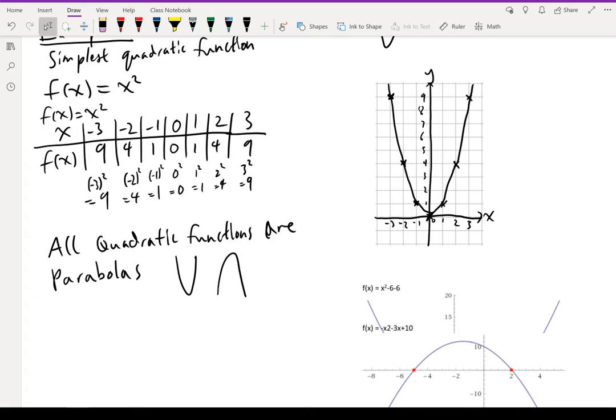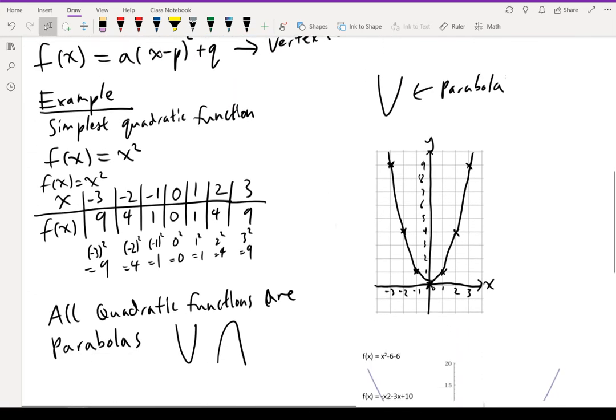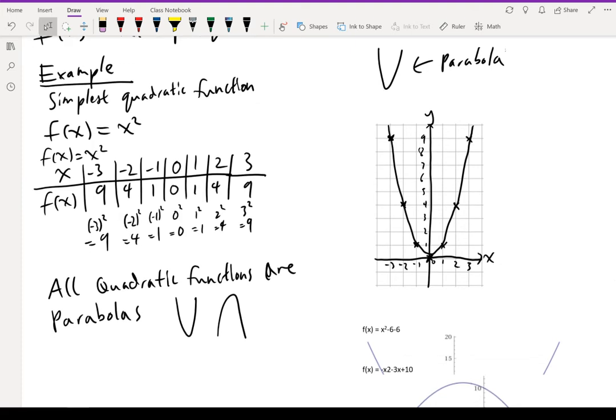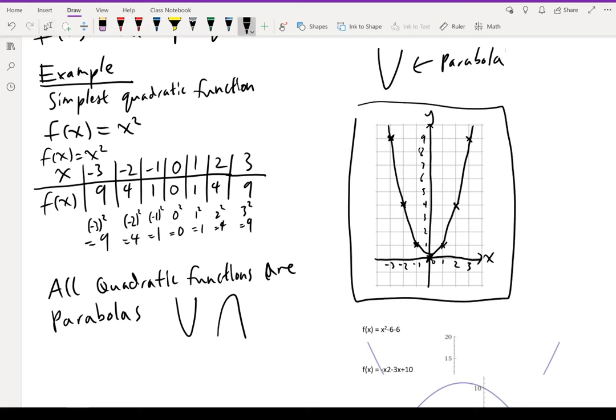Now, going back to our main topic, which is connecting zeros, roots, and x-intercepts, let's look at our f of x. Well, let me label this. f of x is equal to x squared over here. This is our function. This is our graph.